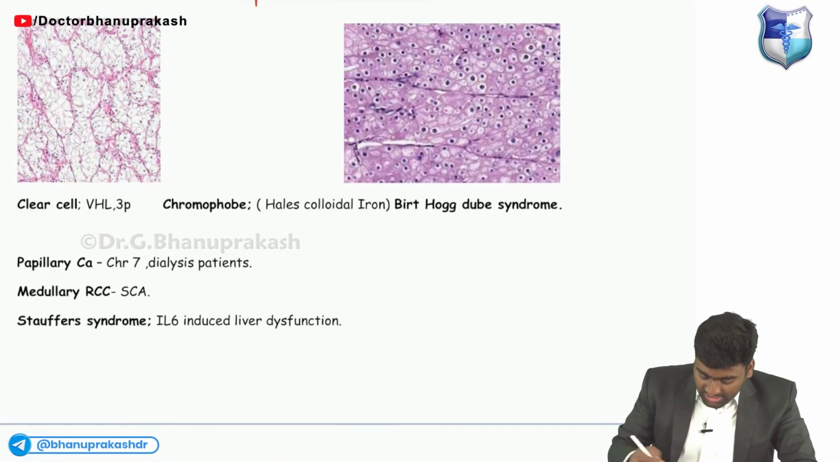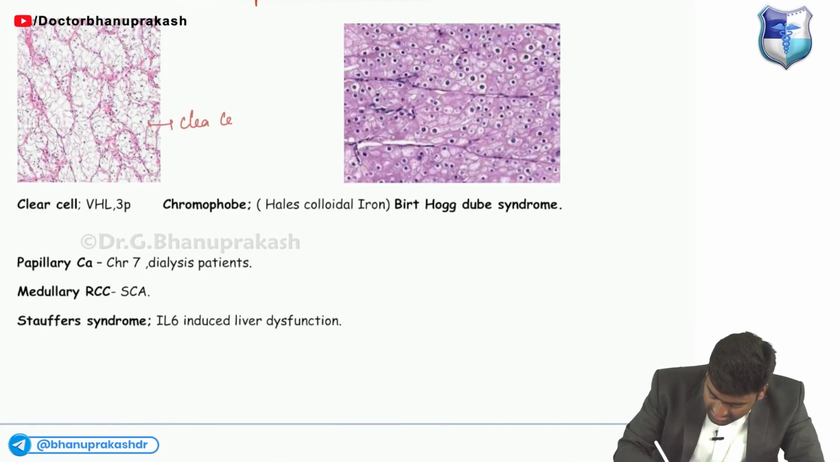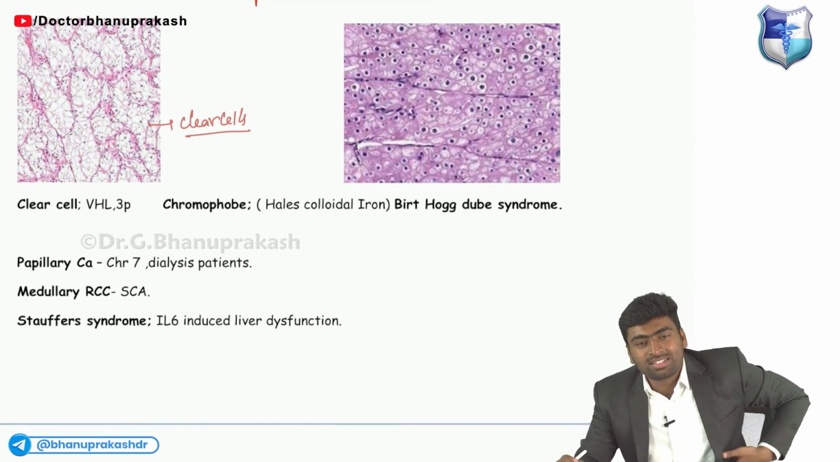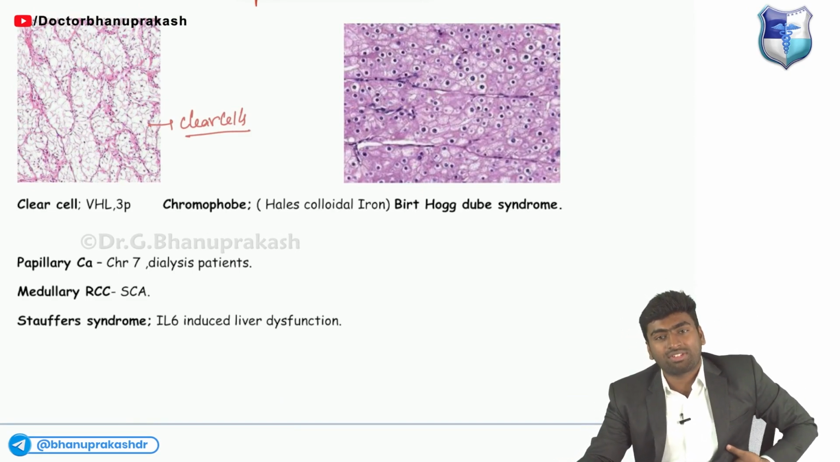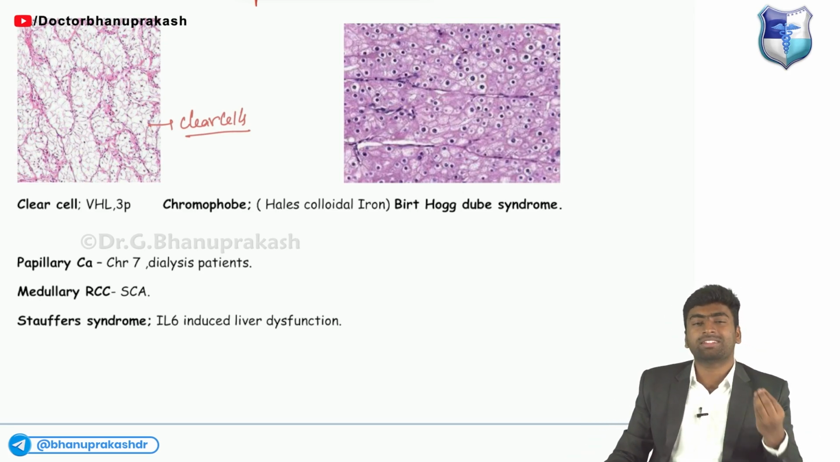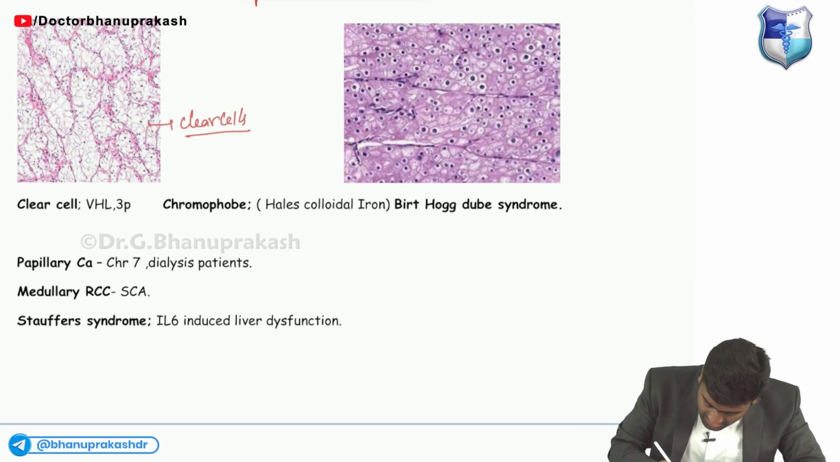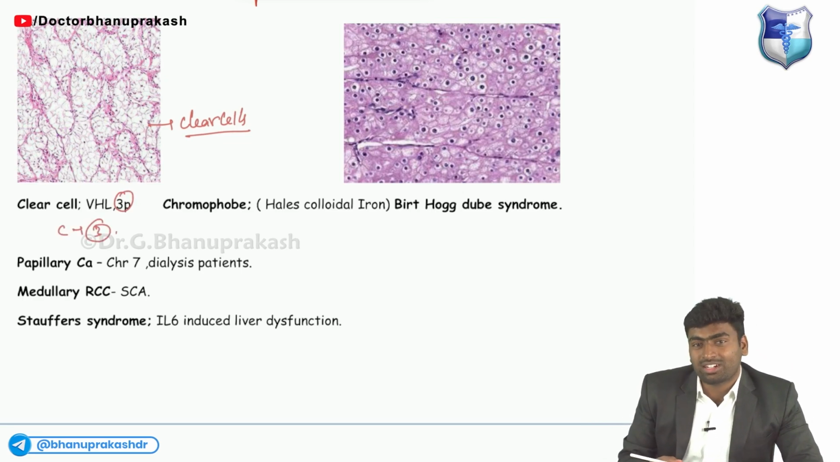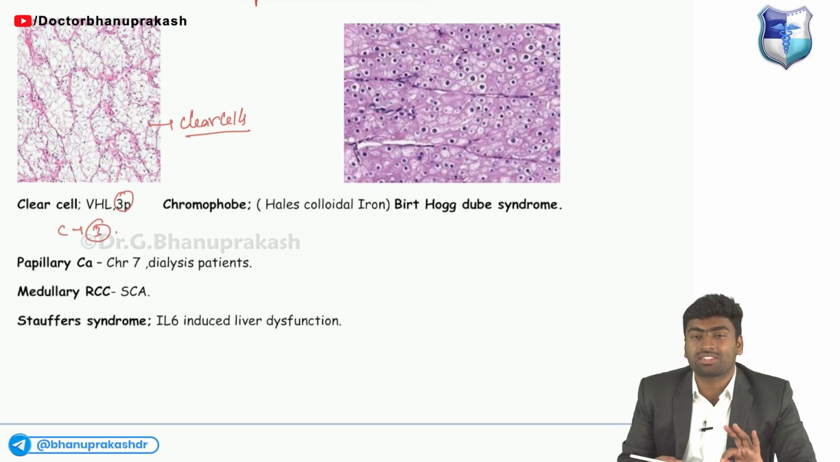Next, if there are any clear cells, and there are features of a mass in the kidney associated with features of hematuria, this will be suggestive of RCC. This will be typically suggestive of clear cell RCC. And remember, C for C, it involves the third chromosome. It is the third alphabet. It involves the third chromosome.